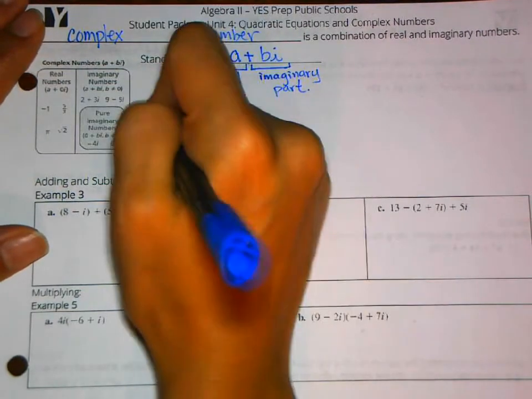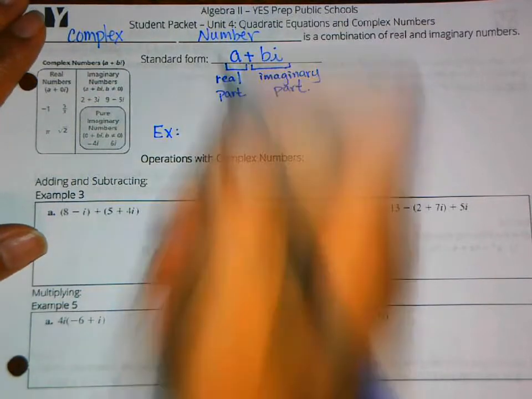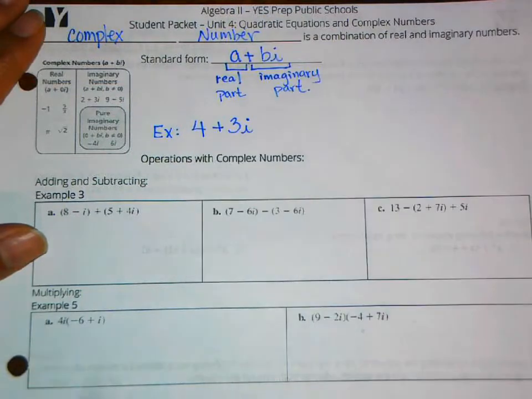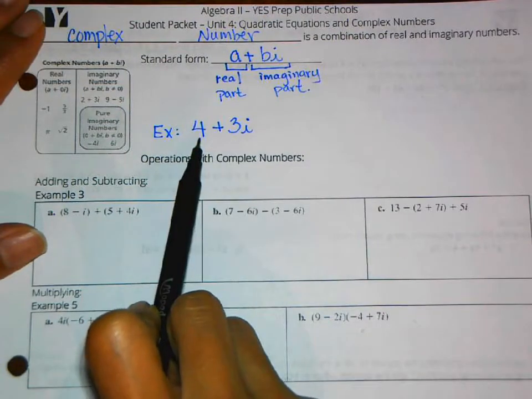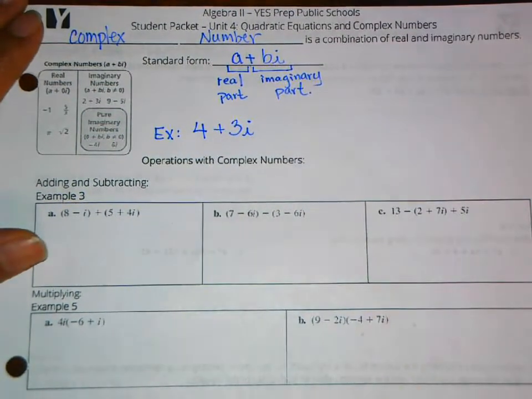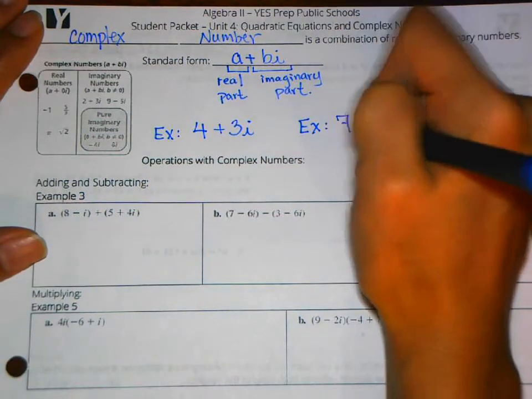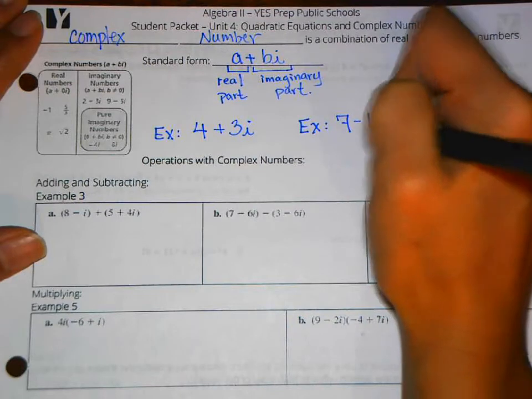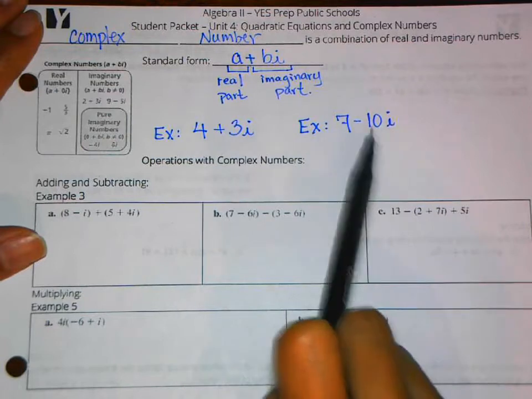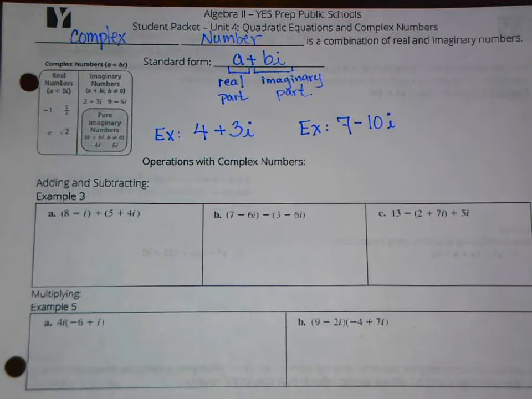An example of a complex number in standard form would be 4 plus 3i. 4 is the real part because there's no i attached to it. 3i is my imaginary part. Another example could be 7 minus 10i. 7 is the real part, and minus 10i, negative 10i, is your imaginary part.